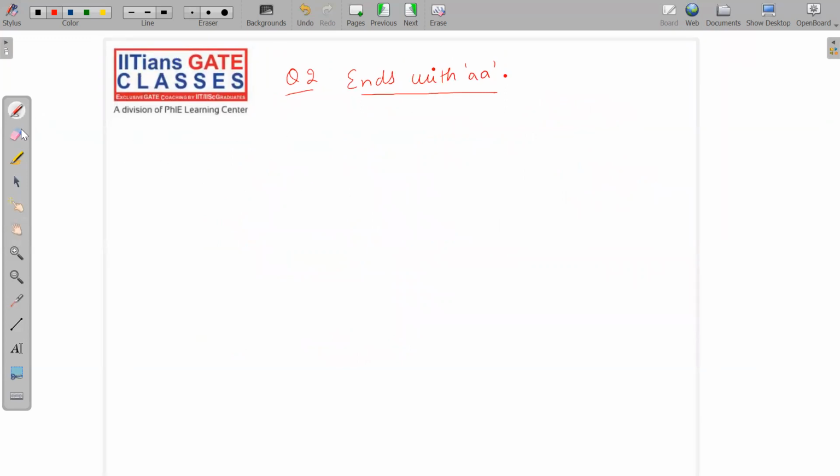Ends with double A. Again, this is very, very simple. See, ends with double A means what? Again, same idea. This will be my final state, the last A, and this will be your second last state. So we have a state in between. Now see, if we have read two A's at the end, or you can say the string ends with double A, then it will obviously be accepted. But before that, we can have anything, so we will have a self loop of A, B here. So now this is your first class NFA. The NFA is ready.